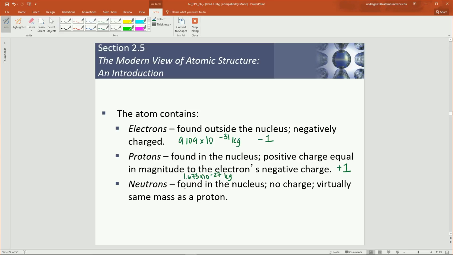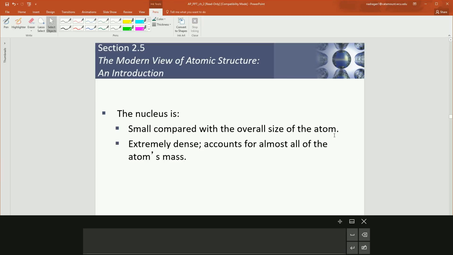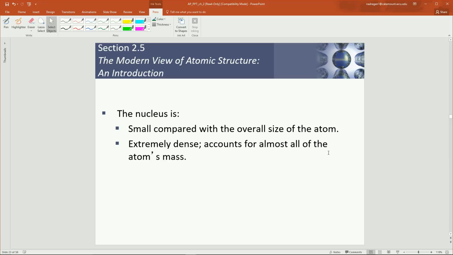Neutrons are also found in the nucleus, but they have no charge and they have virtually the same mass as a proton. The mass of a neutron is 1.75 times 10 to the negative 27th kilograms, and its charge is 0. There's no charge. The nucleus is small compared to the overall size of the atom, and it's extremely dense. It accounts for almost all of the atom's mass.